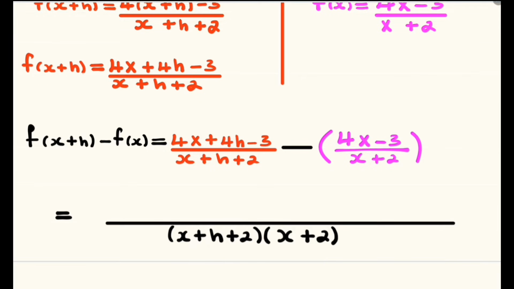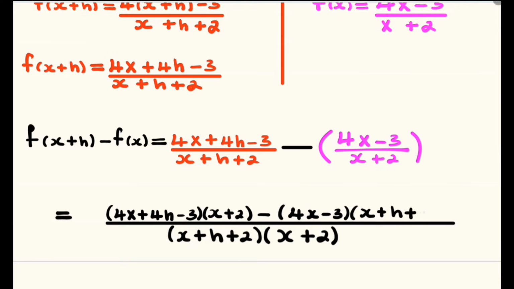In the numerator, we have 4x plus 4h minus 3 multiplied by x plus 2 minus the 4x minus 3 multiplied by x plus h plus 2.